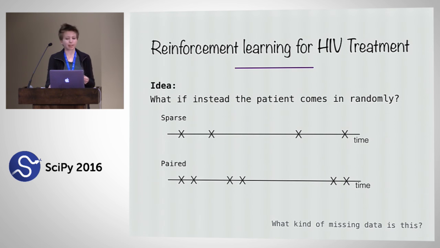But to make this more realistic, we said, what if instead we make this more like real life and the patient just comes in randomly? So I'm a patient, I come in Monday, I come in 10 days from now, I come in 2 days from that. And then we also looked at another type of data, where we put a few more restrictions on it. We said, what if we have these paired data sets, where I'm a patient, I come in Monday, I come in 5 days later on Friday, and then I come in some random period of time after that.